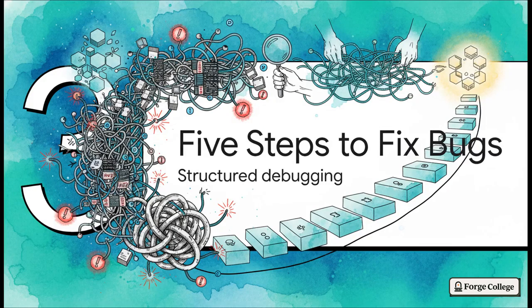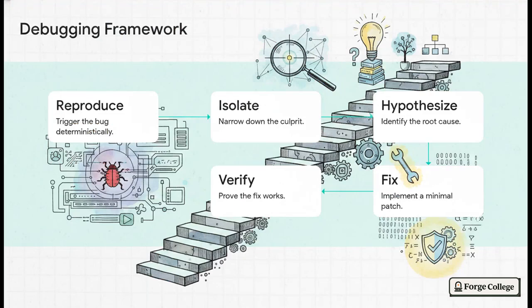So how do we clean up this mess? Section 3, 5 steps to fix bugs. Structured debugging. We can't just guess and check our way out of this. We need a rigorous, repeatable framework. Here are the 5 steps.